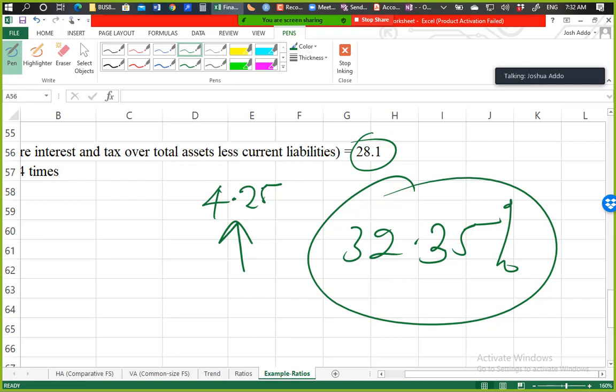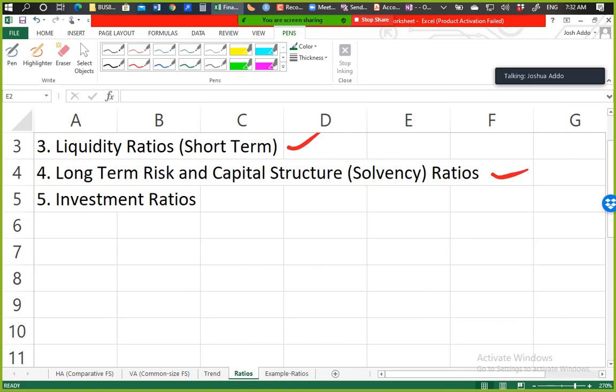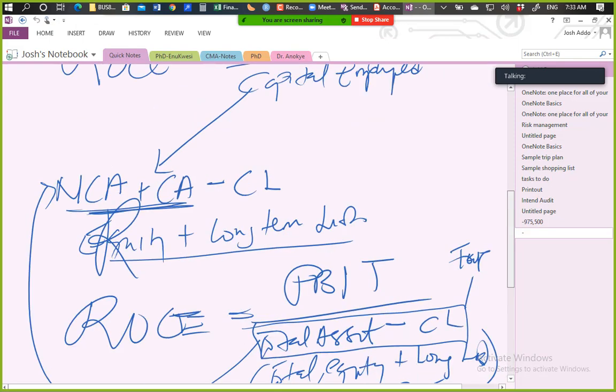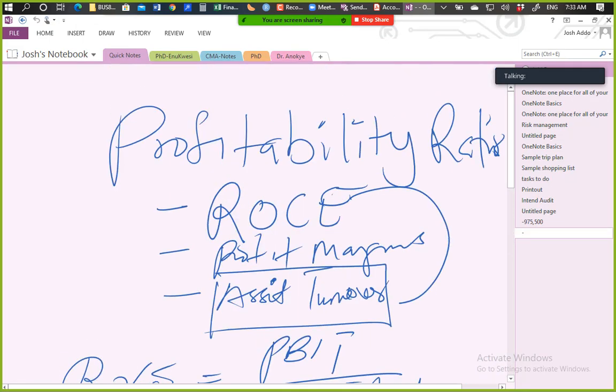It makes it better. The company is performing better this year in ROSI than last year. This year's ROSI is 32.35%, which has risen by 4.25% above last year's ROSI. That's okay. Okay, so that's about the ROSI. Now let's go to other things. Okay, so ROSI is done.